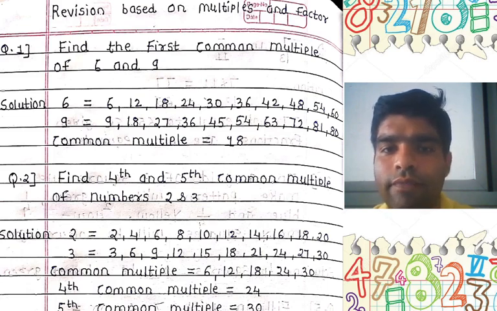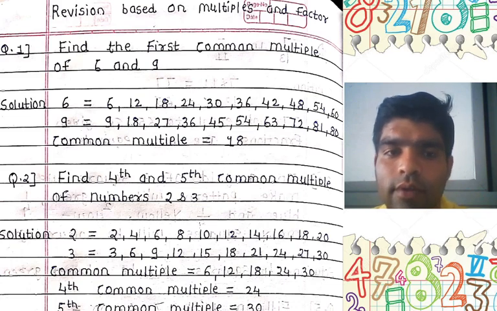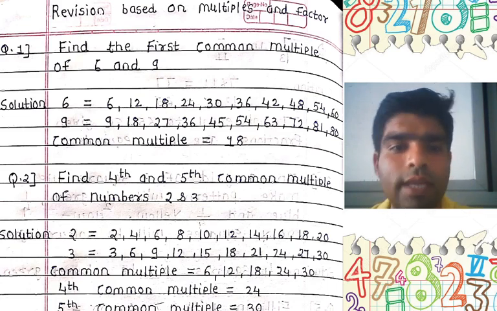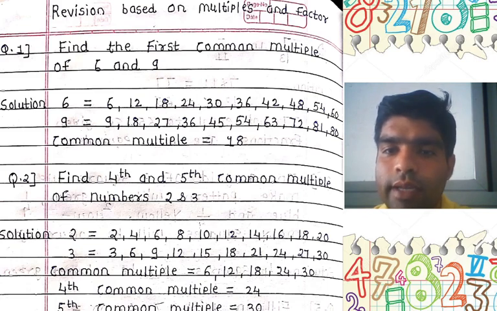Find the fourth and fifth common multiples of the numbers 2 and 3. The solution of the given example: first of all we have to write down the simple multiplication tables of 2 and 3. The table of 2 is 2, 4, 6, 8, 10, 12, 14, 16, 18 and 20. This is the multiplication table of 2. Next, we write down the multiplication table of 3. It will be 3, 6, 9, 12, 15, 18, 21, 24, 27 and 30.